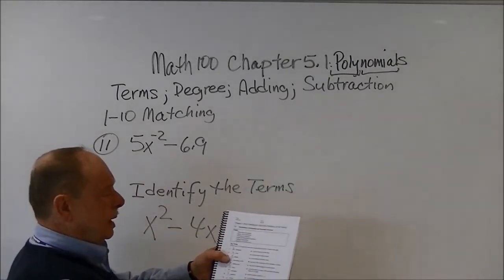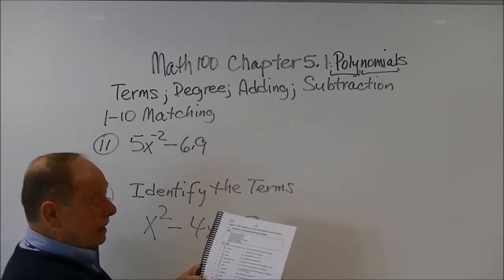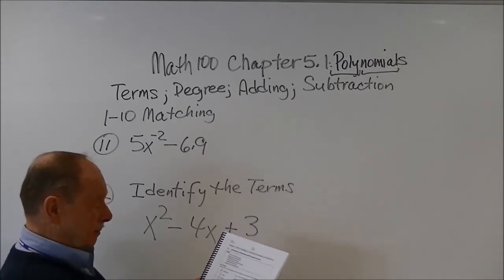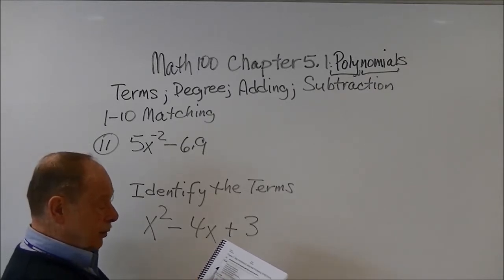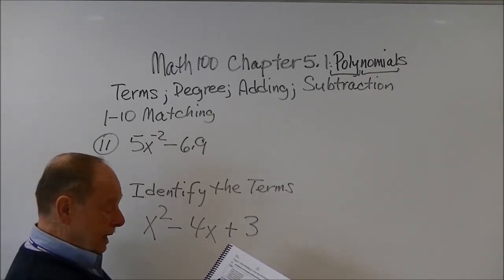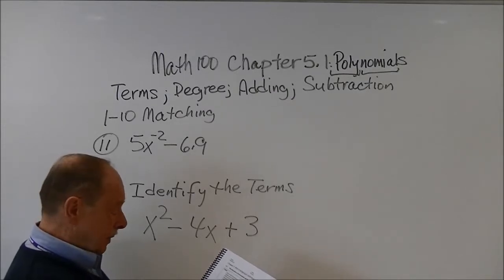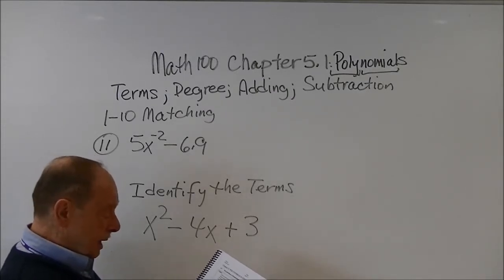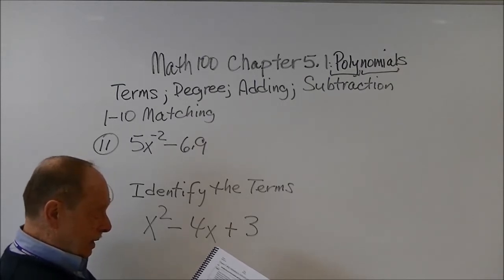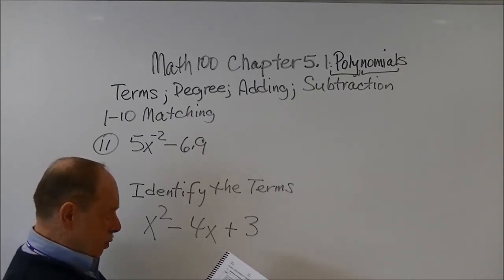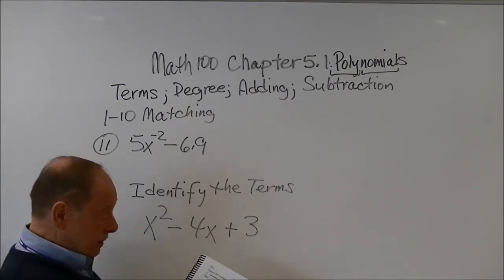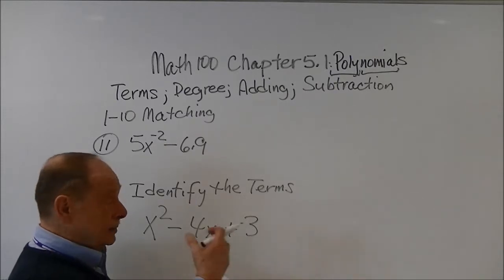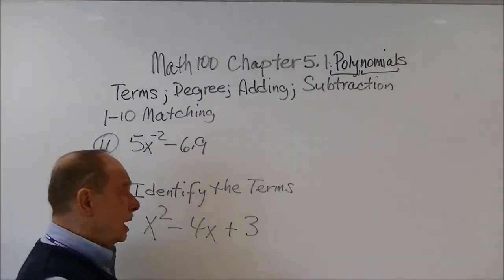initially, there are 10 matching questions. Some of the terms: binomial, cubic, degree, descending order, leading term, linear, monomial, quadratic, quartic, and trinomial. Again, there's a good definition over here, and as we go along, we'll be picking up on that.